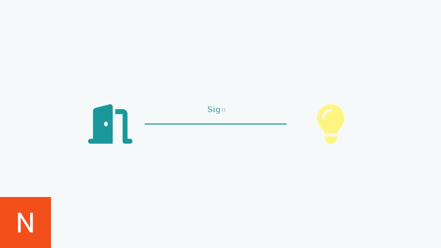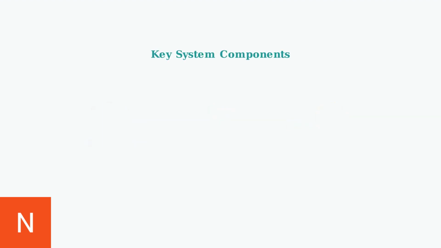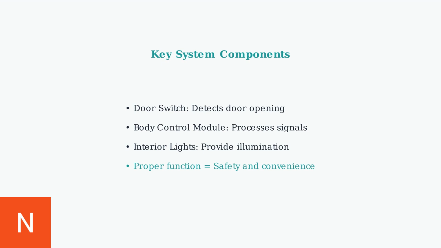If your interior lights are not turning on when you open the door, it indicates a problem somewhere in this system. This could be a faulty door switch, a blown fuse, damaged wiring, or an issue with the body control module. Understanding this basic system helps you identify when something is wrong and guides you toward the right solution. A properly functioning door light system is essential for both safety and convenience.